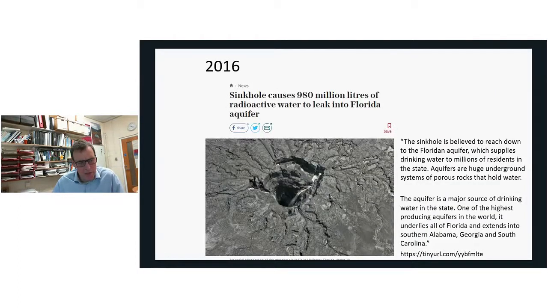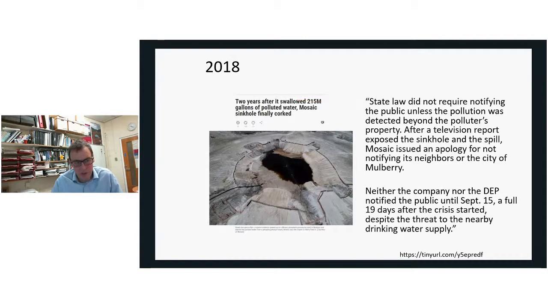This is another example. This is a lagoon which was used to store contaminated water from an industrial process. Below the lagoon was an aquifer, and the lagoon managed to connect to the aquifer via a sinkhole, leaking some 980 million litres of water into an aquifer which is used for consumption. It took some 2 years to fully fix that problem, and obviously quite concerning if you're somebody who uses groundwater in your water supply.